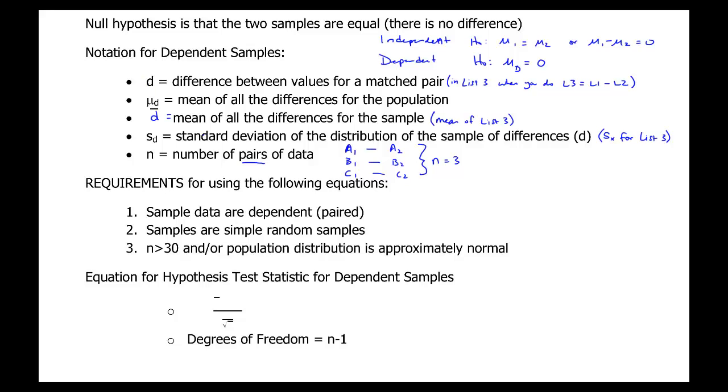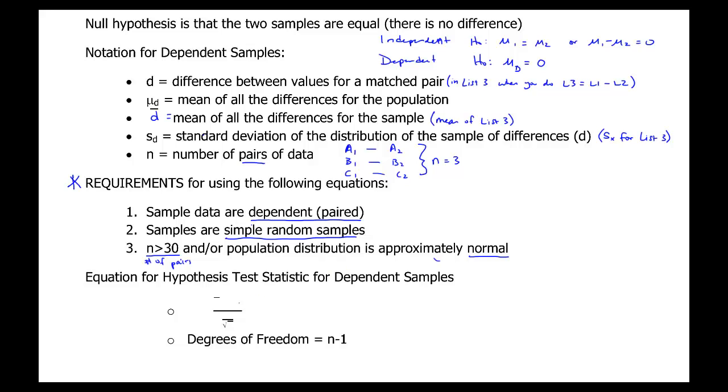Again, we're going to use a lot of D's because we want to look at the differences between the two groups, not the individual data for each group. Okay. So requirements, we have to have dependent or paired data, it has to be a simple random sample, and you're looking for sample size greater than 30. Remember, that's the number of pairs. And if the sample size is not greater than 30, make sure that your distribution is normal.